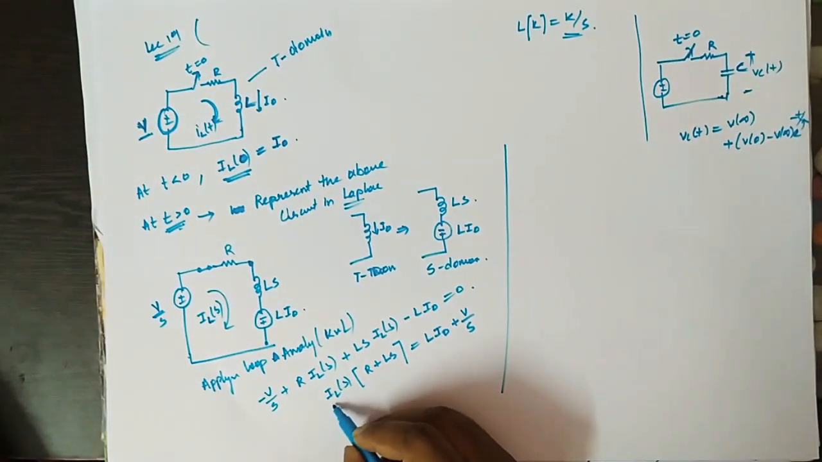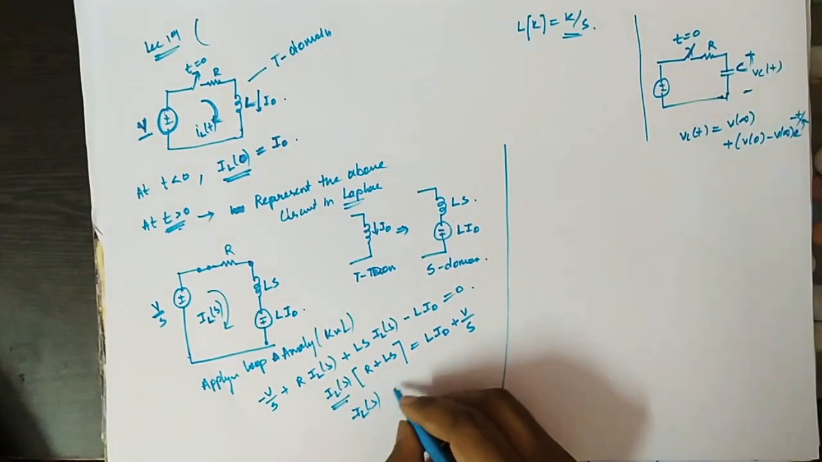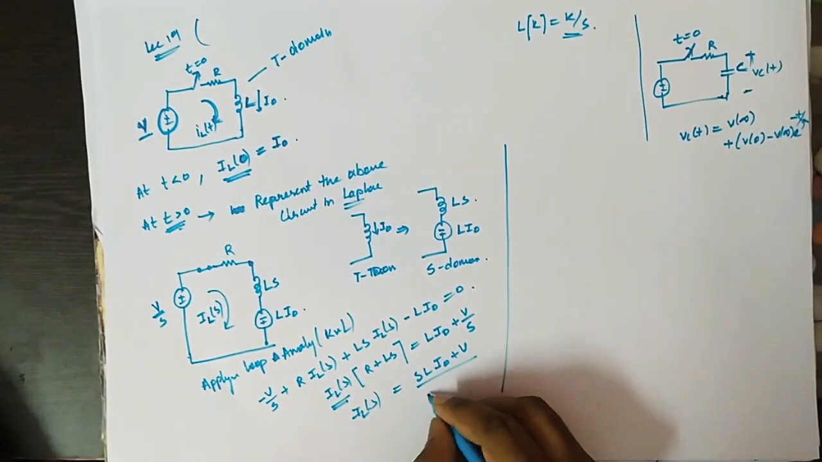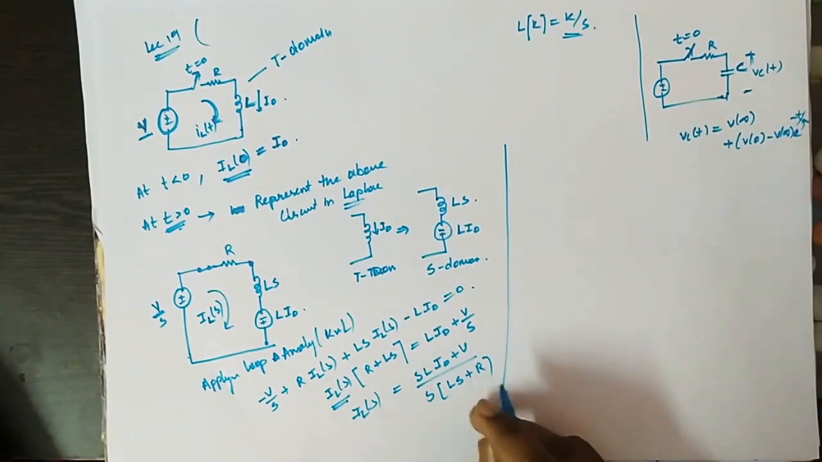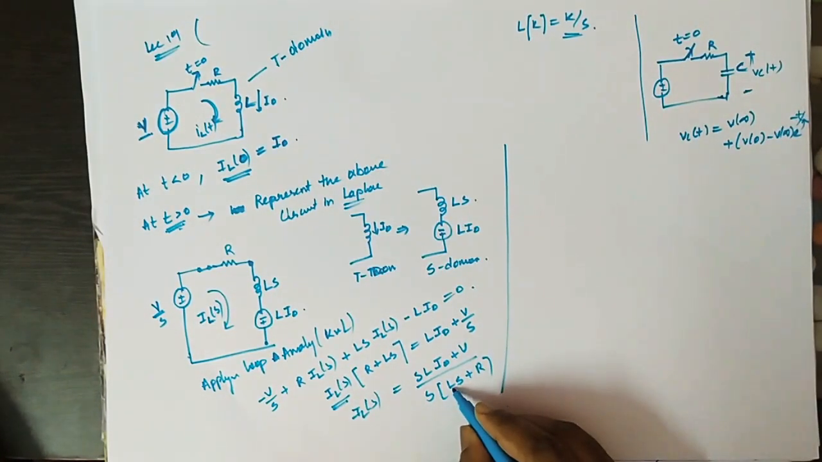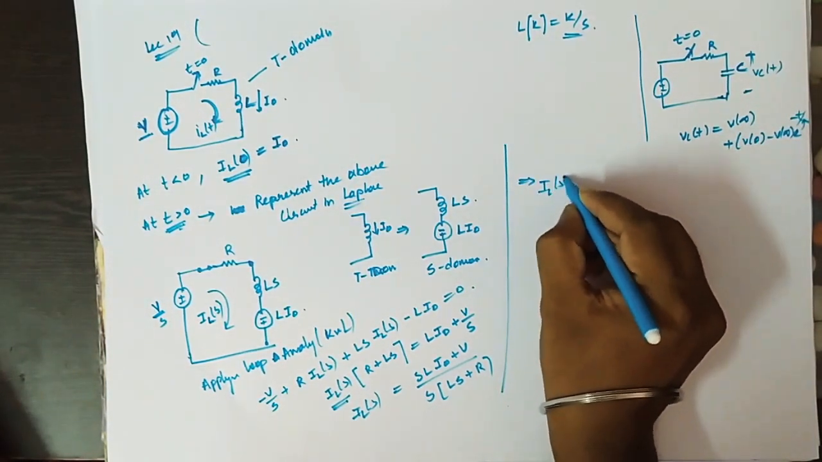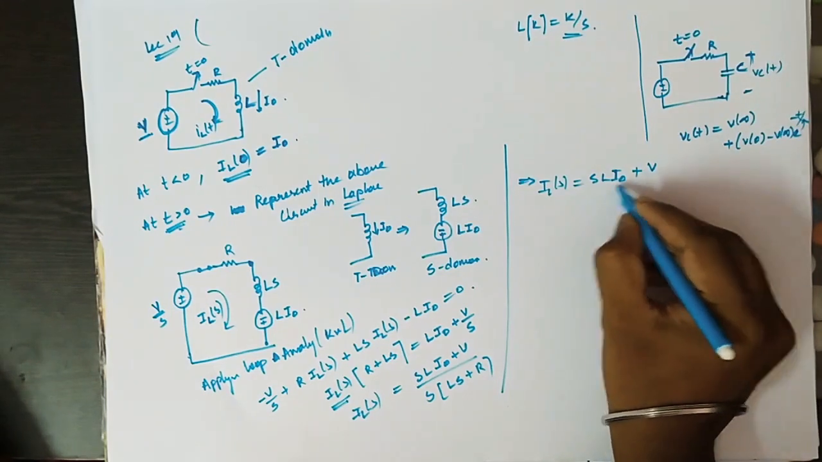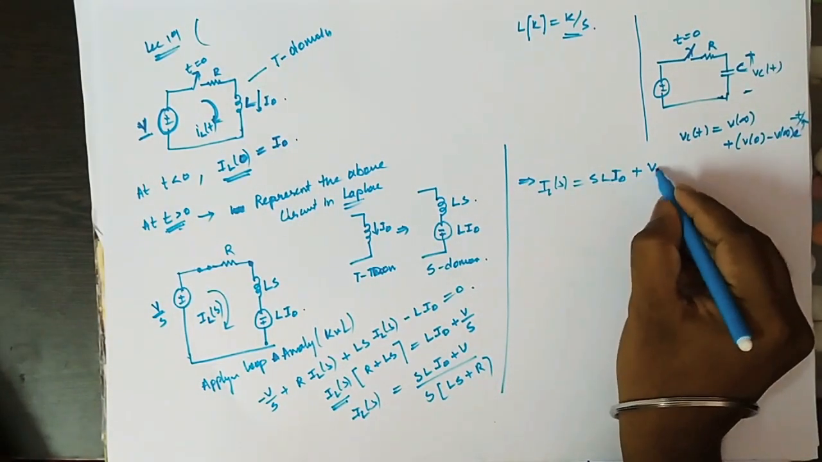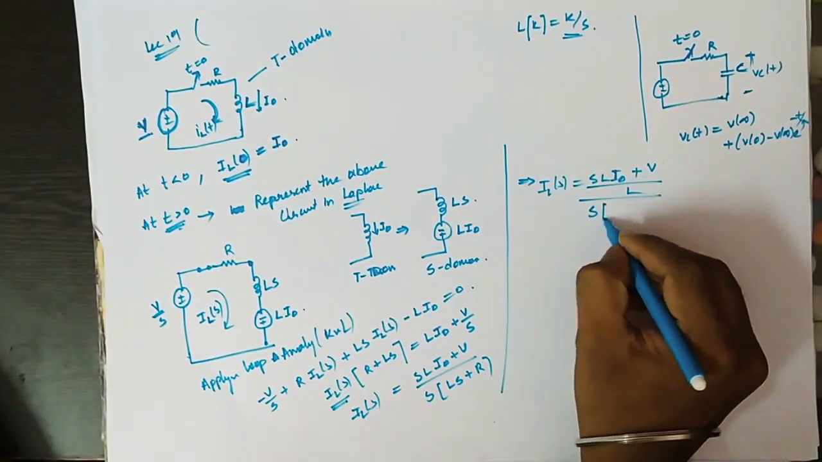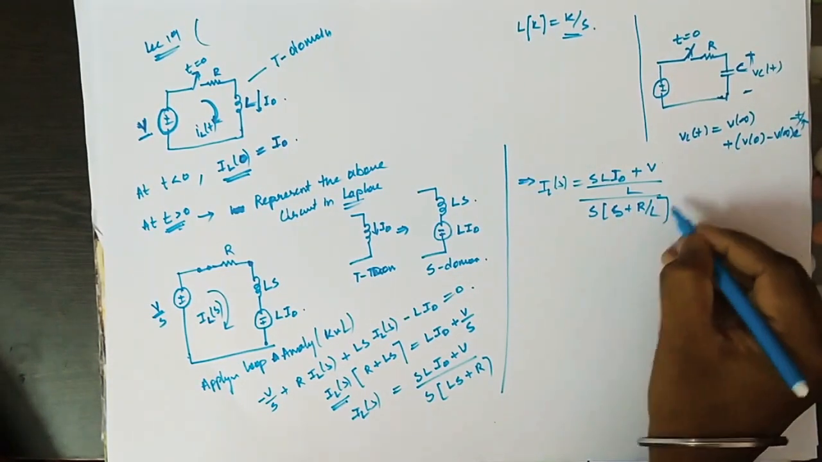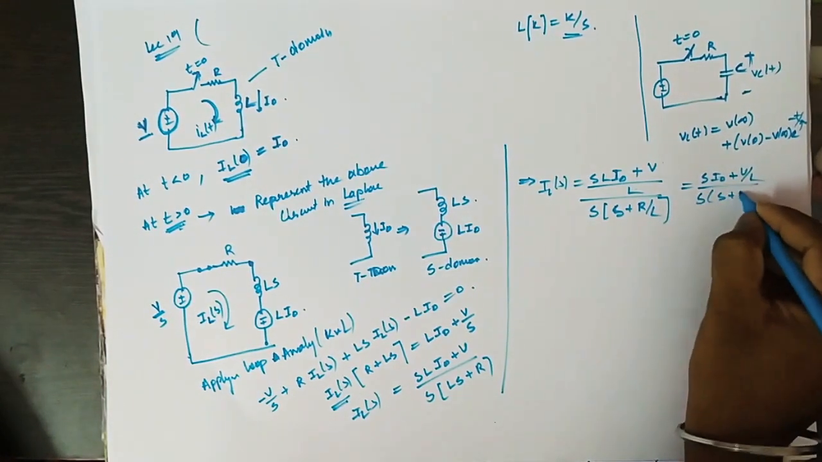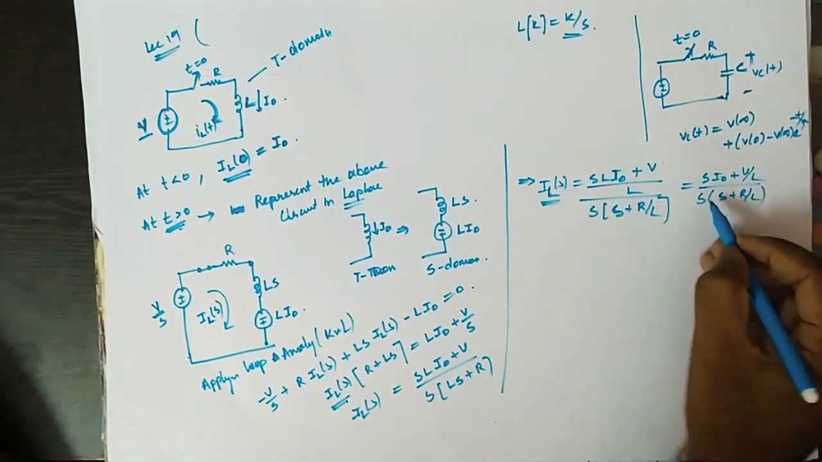So we need the response IL of S. Rearranging, IL of S equals (L I naught plus V by S) divided by (Ls plus R). In the denominator we have to represent it in the form S plus a, so we take L outside. IL of S equal to (S L I naught plus V) by L times S into (S plus R by L). This can be represented as S I naught, L cancels, plus V by L, all over S into (S plus R by L). So we got IL of S.